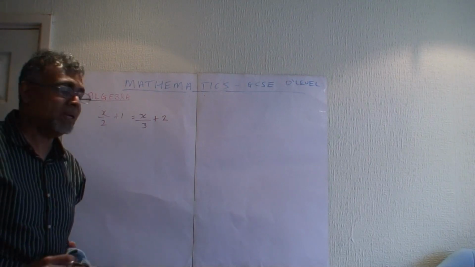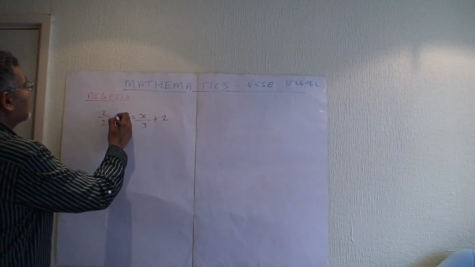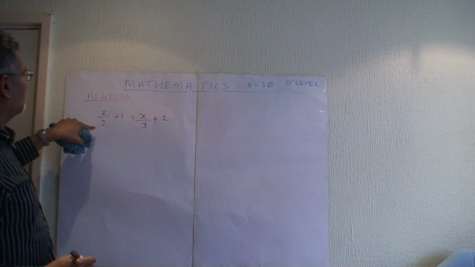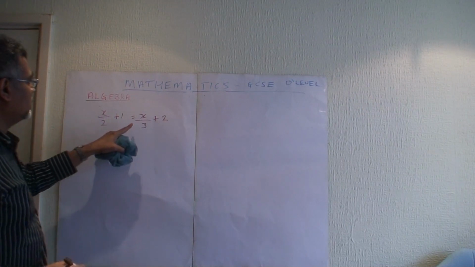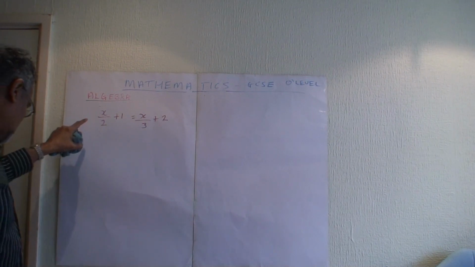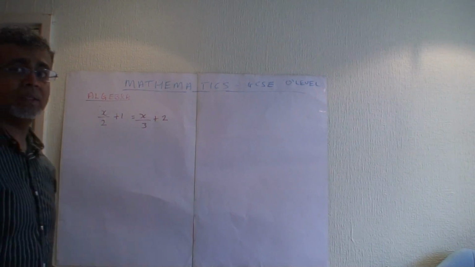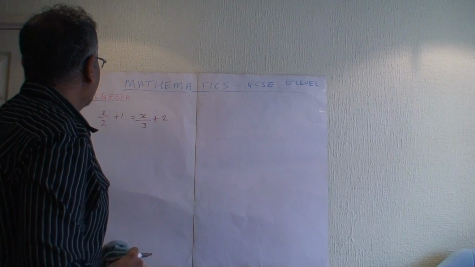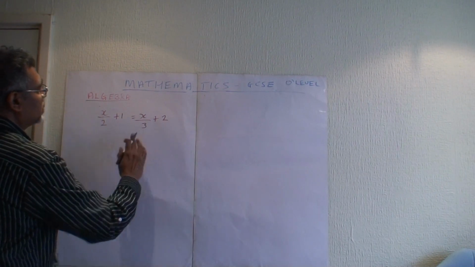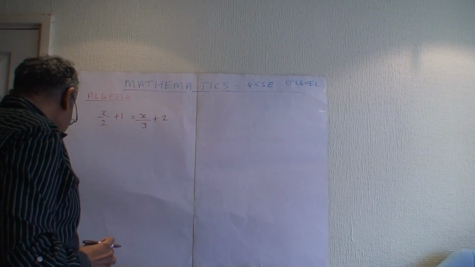Okay, so here we have another equation. x divided by 2 plus 1 is equal to x divided by 3 plus 2. But on this one, we have the x on both sides of the equation, right? But this one is dealing with divisions and fractions and things like that.